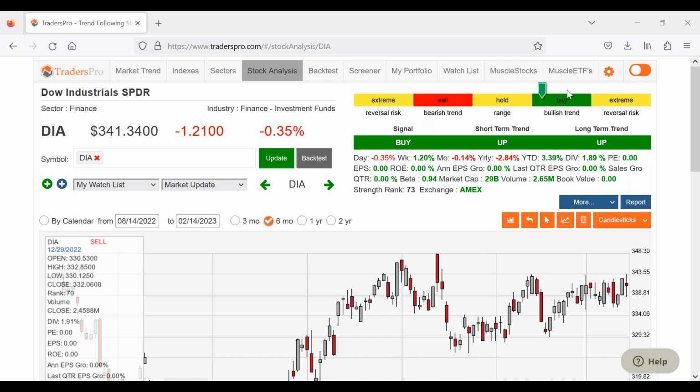But the Dow has a nice little bullish pattern there. We'll see if it breaks out.